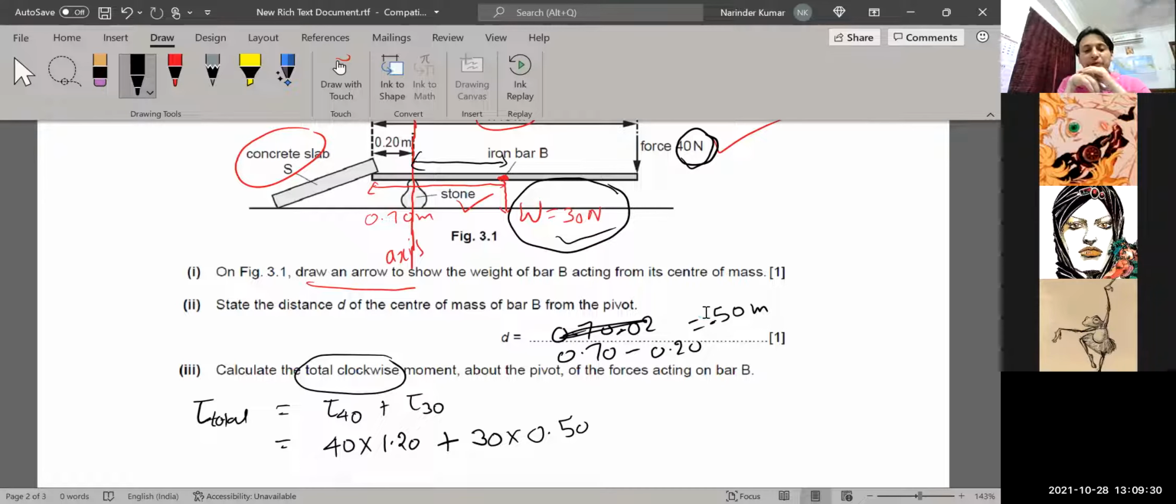40 into 1.20 gives 48 Newton meters, plus 15 Newton meters, which will make 63 Newton meters in total. Okay, the final answer is that the total moment in the clockwise direction is 63 Newton meters, and they are also asking about the clockwise direction.